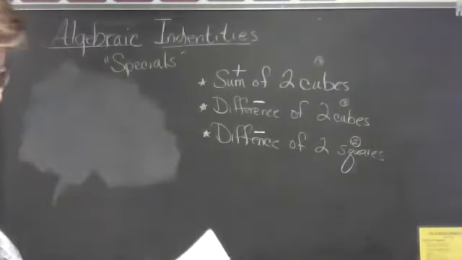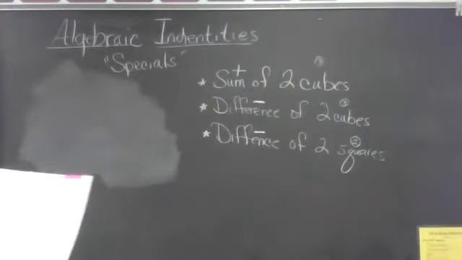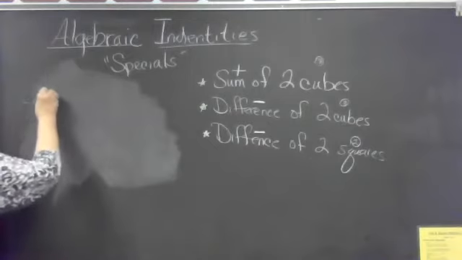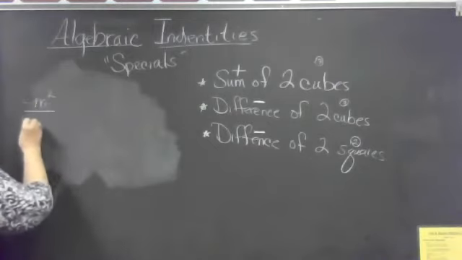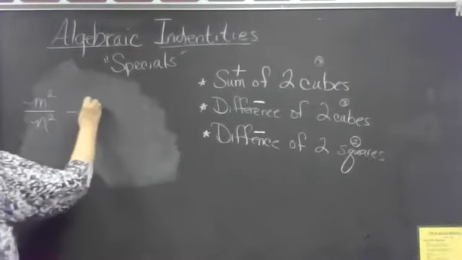Okay, let's do number 5 because it involves a fraction and we don't want you to be scared of fractions. And so this one is m squared over n squared minus 36.